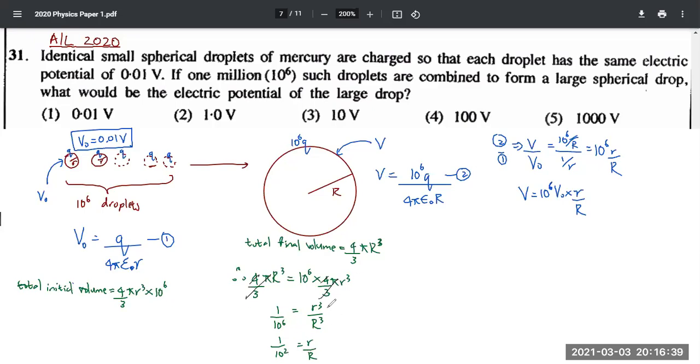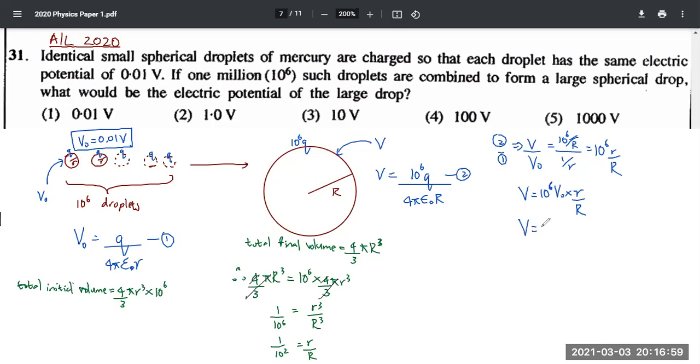Now this will come in handy in other questions also. When two spheres, or it can be two or more spheres, you combine to form a single sphere, this is how you find the relationship between the radii, the combined radius and the single radius. Therefore, I am almost there.